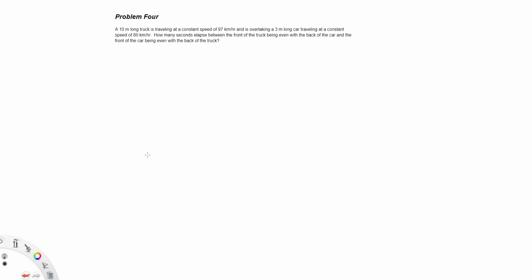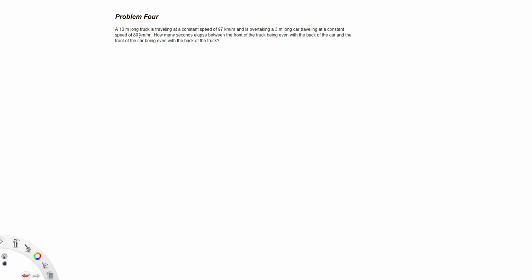All right, a 10-meter long truck is traveling at a constant speed and is overtaking a 3-meter long car traveling at a constant speed. How many seconds elapse between the front of the truck being even with the back of the car and the front of the car being even with the back of the truck? All right, so this one I think is definitely trickier to visualize than it is to actually calculate. In fact, nobody who neglected to draw a picture on the exam got this question right. At least in the ones I've graded so far, which is most of them.